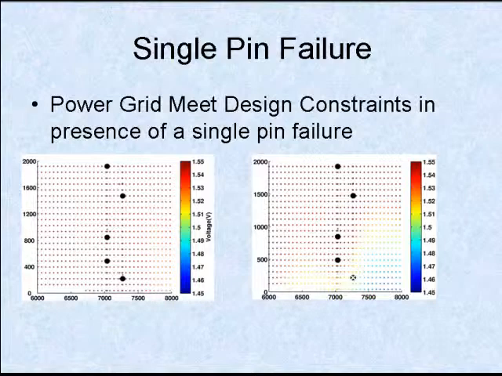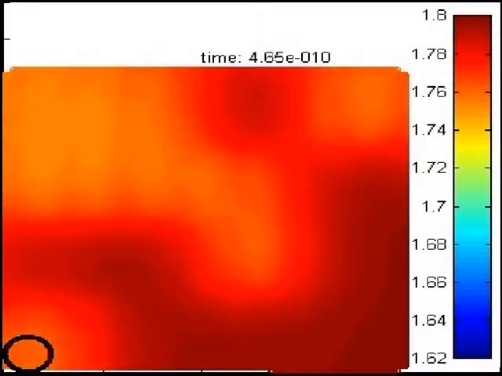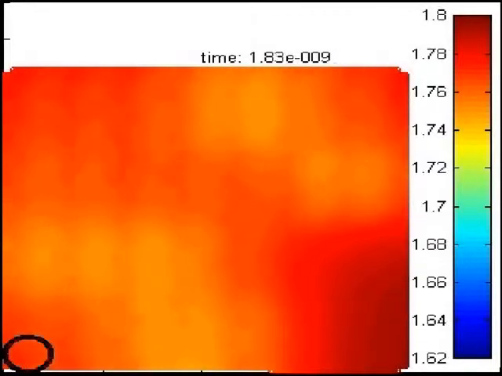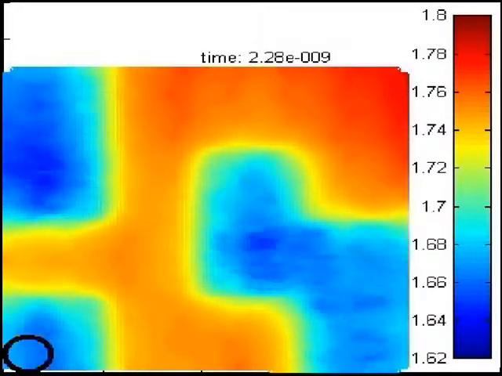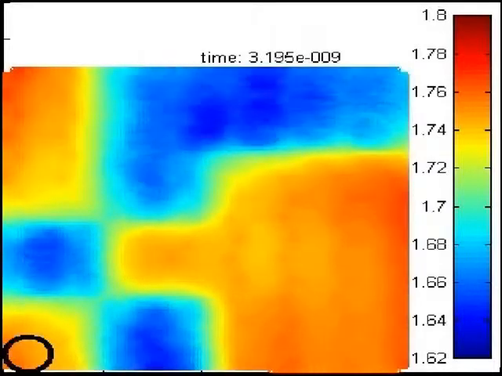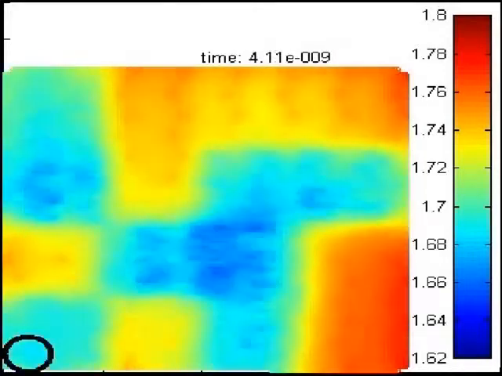This figure shows the static IR drop violations that can be caused by a single power pin failing. The failing power pin is shown with a star. Here is a transient simulation for the same benchmark, the IBM PG2 transient benchmark, however with one pin failing. The black circle represents the location where there are node violations due to the failing pin.